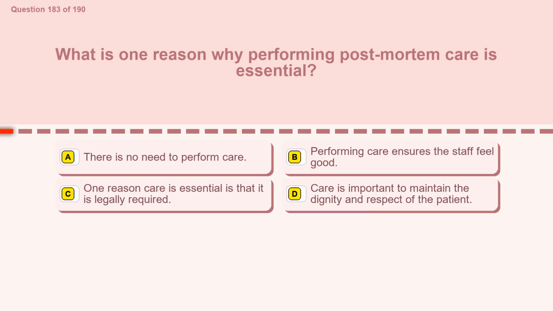Question 183. What is one reason why performing postmortem care is essential? Option A: there is no need to perform care. Option B: performing care ensures the staff feel good. Option C: one reason care is essential is that it is legally required. Option D: care is important to maintain the dignity and respect of the patient.